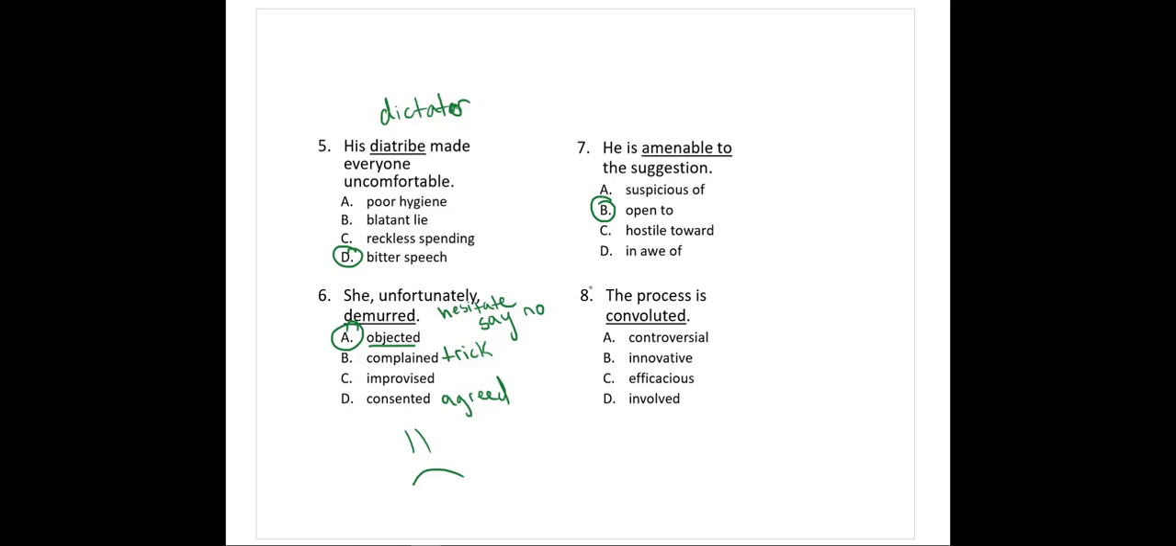Number 8, the process is convoluted. You'll notice I typically like to do this as a trick. I'll put CO in here and then CO in here. Just because something's convoluted and something's controversial, just because they have the same 3 letters, doesn't mean they have the same meaning. The best answer here is involved, which means complicated. These are all synonyms of the words complicated and complex.